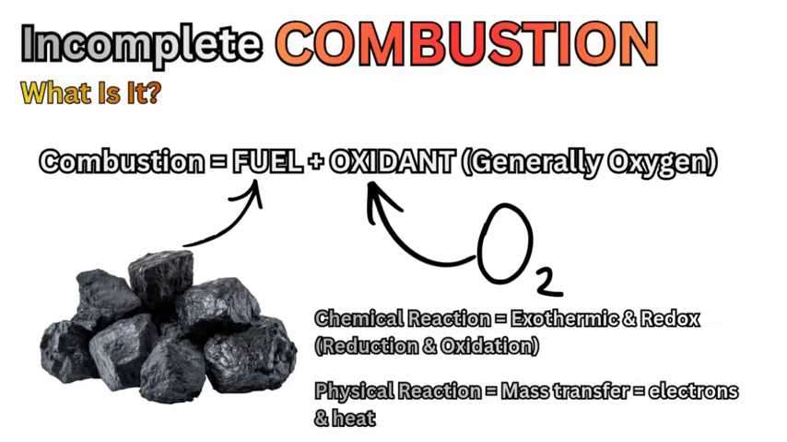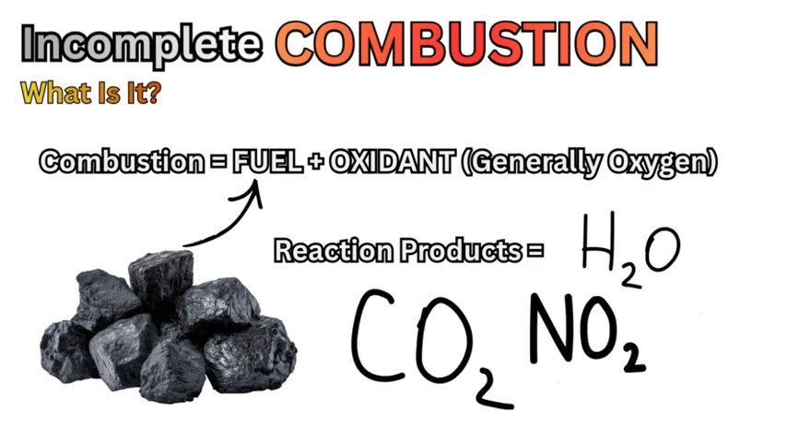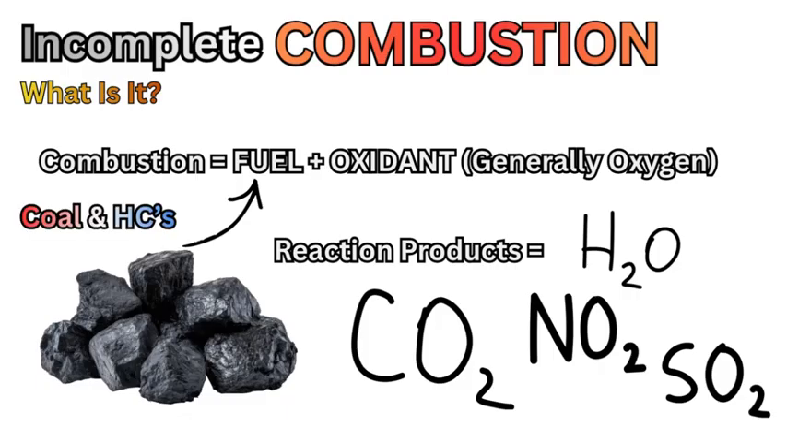It also includes a physical change, which is the mass transfer of elements and atoms, and produces various products such as water, CO2, NO2, and SO2 in the chemical reaction. So therefore, the different types of combustion, except for incomplete, involve the formation of certain products through the chemical reactions of the fuel, in this case coal or hydrocarbons, and the oxidant, in this case oxygen.